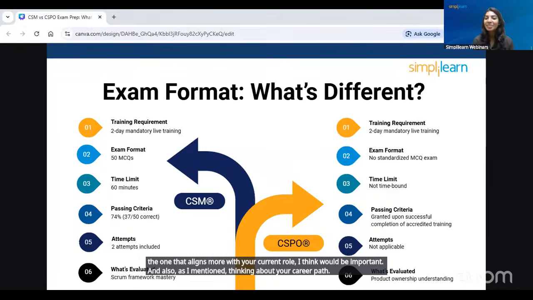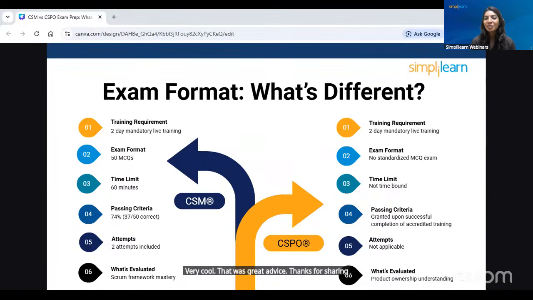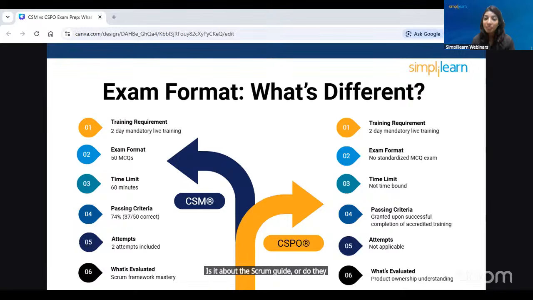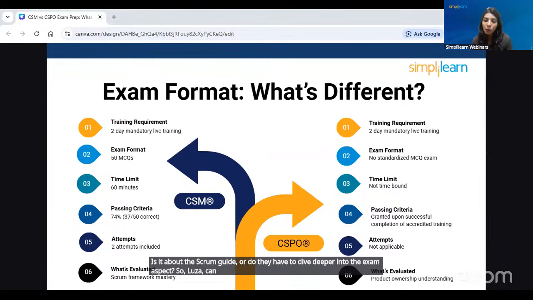Right. That was great advice. Thanks for sharing that with the audience. And I hope that clarified your queries as well. So now that we actually understand how the exam is structured, the next important question is what exactly should one focus on if they are preparing for CSM? Is it about the Scrum Guide or do they have to dive deeper into the exam aspect? So, Luza, can you walk us through the key focus areas for CSM and what candidates often overlook because you have already trained so many people in this?